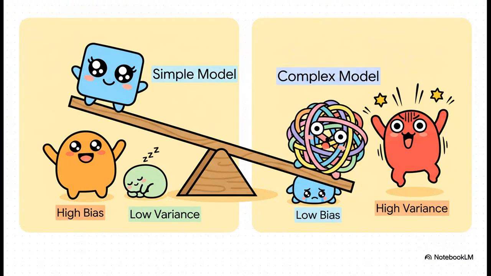And this right here perfectly illustrates that core trade-off. As you make your model more complex, say you go from a simple linear model to a really wiggly high-degree polynomial, your bias goes down. That's great. The model is more flexible, it can fit the data's true shape better. But at the exact same time, your variance shoots up. The model gets way too sensitive and becomes very prone to overfitting.